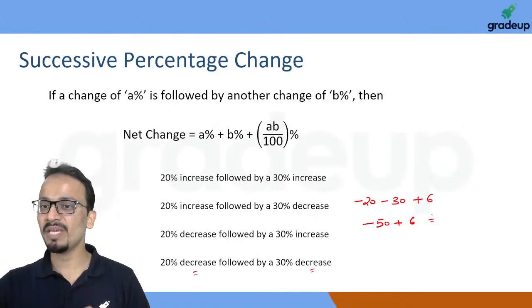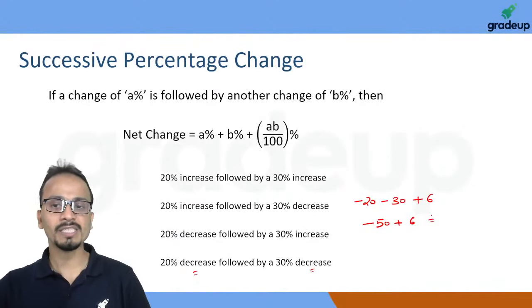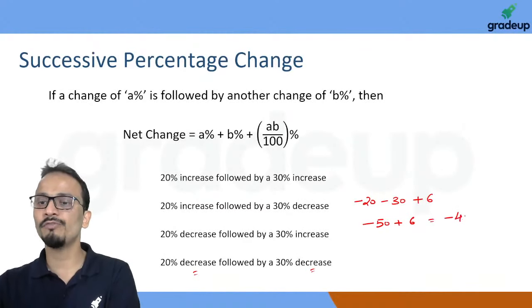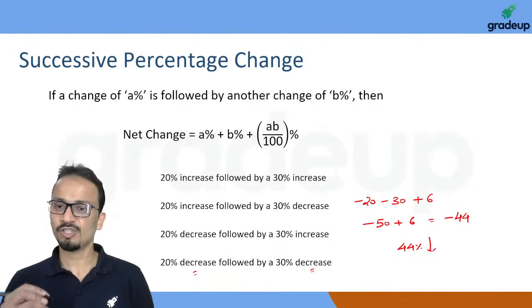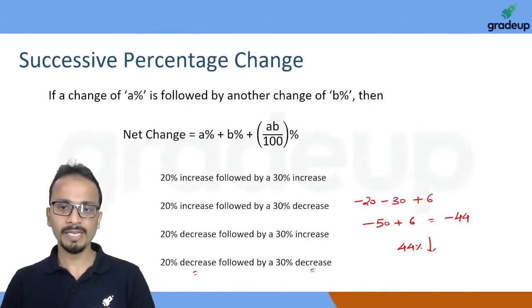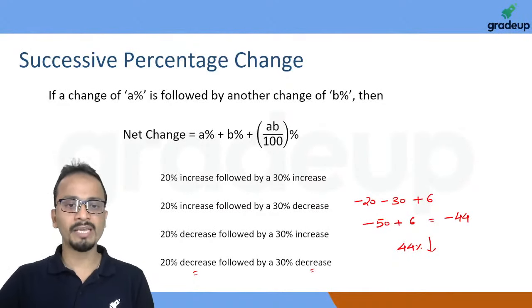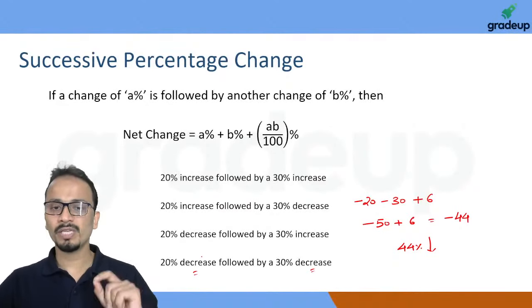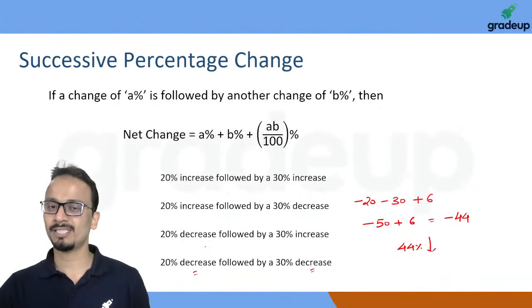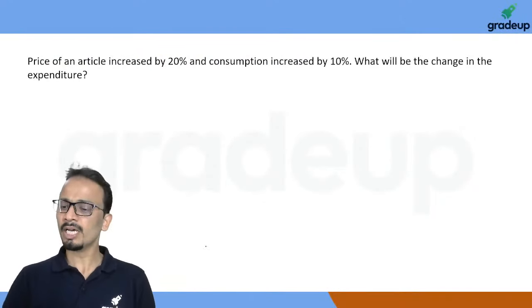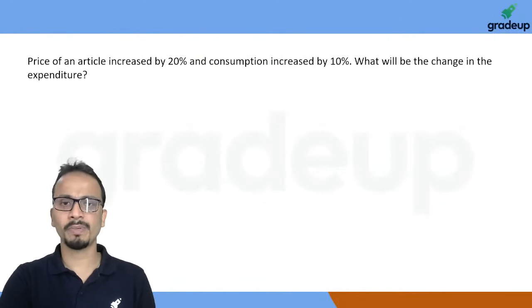At the third step, AB upon 100, minus 20 into minus 30 will be plus 600. So it will be minus 44. So the final or net percentage change will be 44%. Since I have a negative sign, it will be a decrease. So friends, these are small things that we need to take care of while doing these calculations. If we want to save time, we need to be careful with the basic things, which are plus and minus signs.